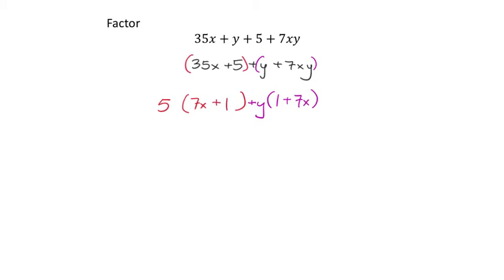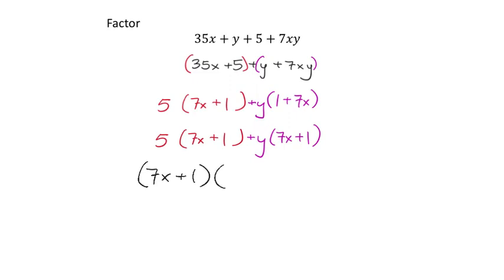Let's rewrite this one more time, which most students wouldn't do, but I'm going to do it just to be thorough here. I've got the first set of parentheses, 5 times 7x plus 1. Then I'm going to add the y, but for the set of parentheses attached to the y, I'm going to change the order so we can see that the two sets of parentheses actually are the same. Now that I can see that, I'm going to factor out the 7x plus 1 from both of the terms, and then I'm left with the two values that we factored out of those two sets of parentheses.